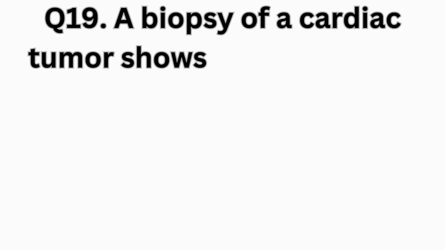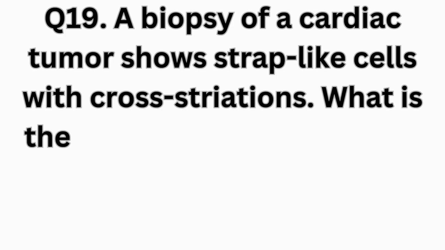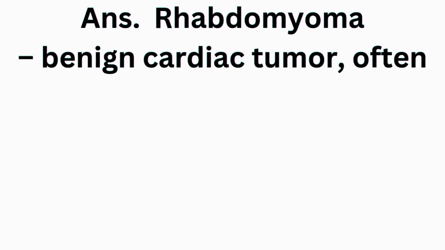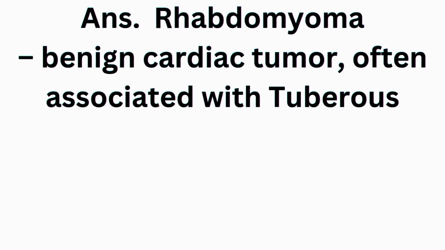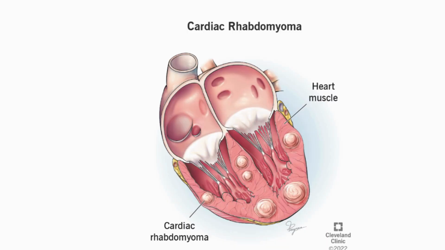Question 19. A biopsy of a cardiac tumor shows strap-like cells with cross striations. What is the most likely diagnosis? Would you pause the video and answer this question? The correct diagnosis is rhabdomyoma, which is a benign cardiac tumor, and it is often associated with the tuberous sclerosis complex. So when you see strap cells plus cross striations, think first rhabdomyoma.